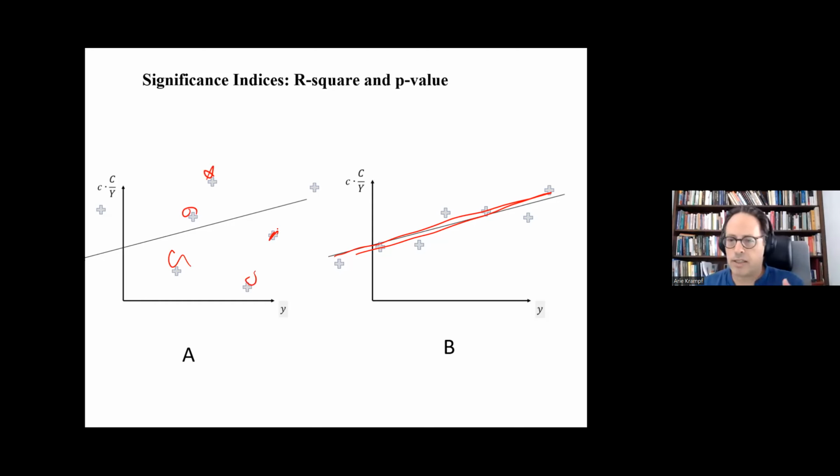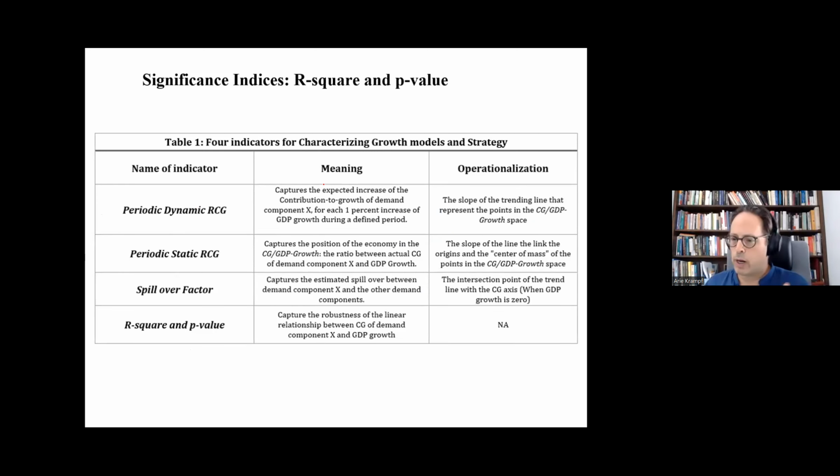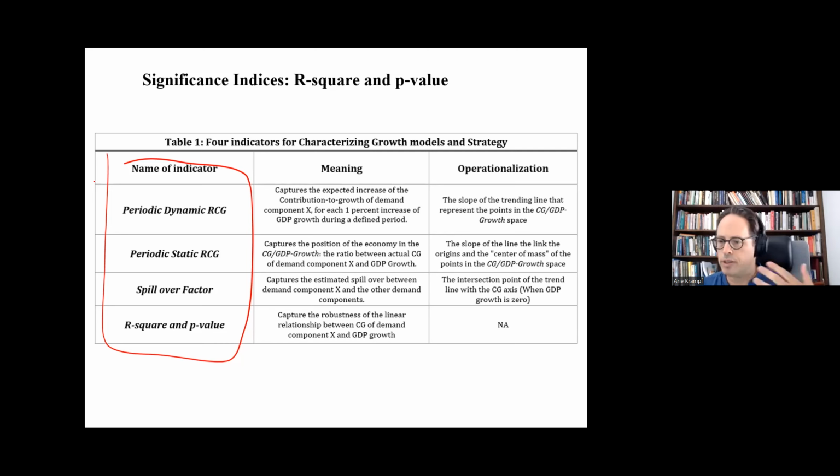So despite the fact that you have an average point and you have a slope, the assumption of causality does not hold very strongly. So to sum up, what we are offering, instead of one indicator, we have four indicators: the periodic dynamic relative contribution to growth, static relative contribution to growth, spillover factor, and those indicators that capture the coherency of the model.